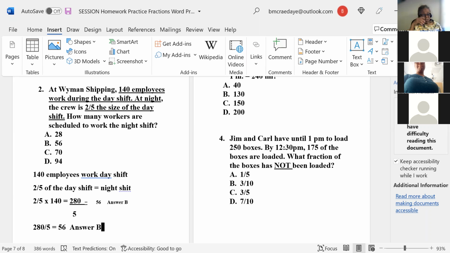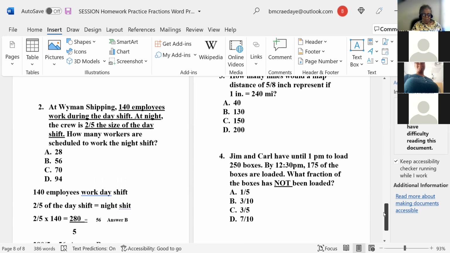Any questions on number 2? No, Miss. Maureen, you had that one correct. Now, see, they wouldn't ask you to work out the day shift, because they gave you that 140, right? So the only things they could ask you is how many work the night shift, or what's the total number of workers on the two shifts, right? Okay, let's go to number 3.